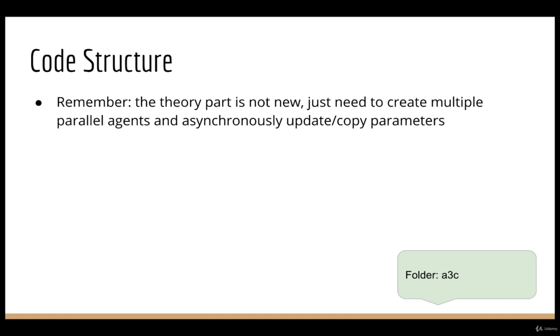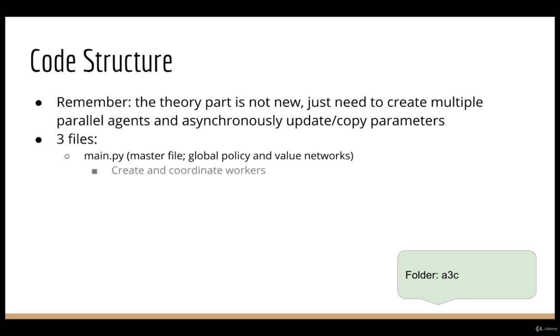So the way the code is structured is this. We're going to have 3 files. The first file is main.py. This is sort of the master file, which is going to be responsible for creating the master global policy network and value network. It's also going to coordinate the workers. In other words, it's going to create a handful of workers, each with their own thread, and then wait for them to complete. The second file is worker.py.